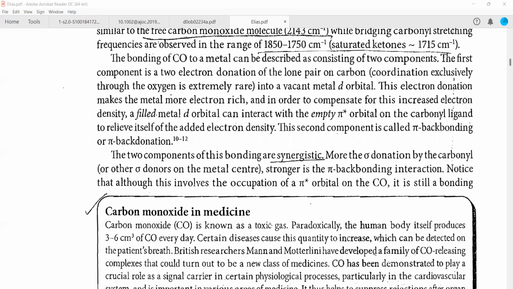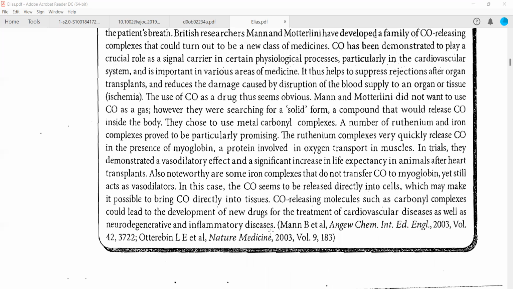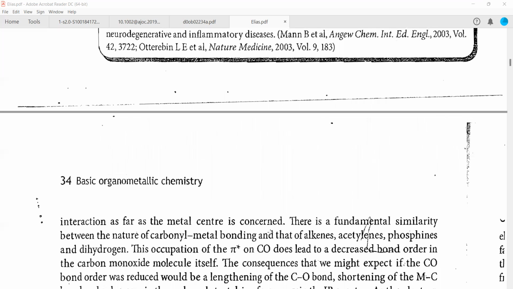Okay, the more the sigma donation, the more pi acceptance as well. So the more the pi donation by the carbonyl to the metal, the stronger the pi back bonding interaction. So it is synergistic. Now notice that although this involves the occupation of the pi orbital on the carbonyl, it is still a bonding interaction as far as the metal center is concerned.